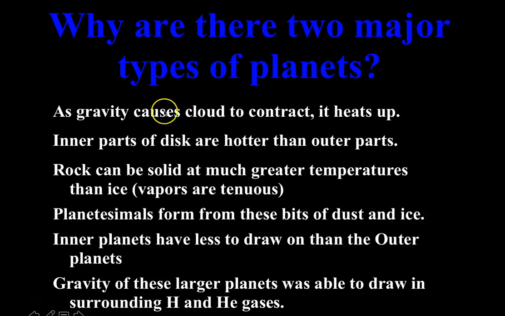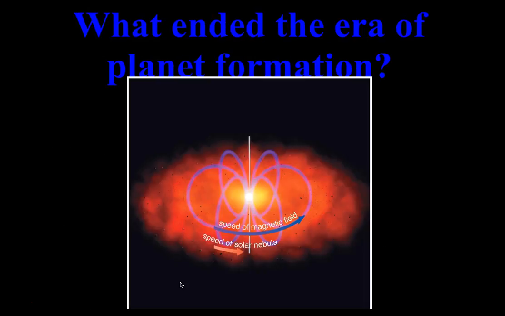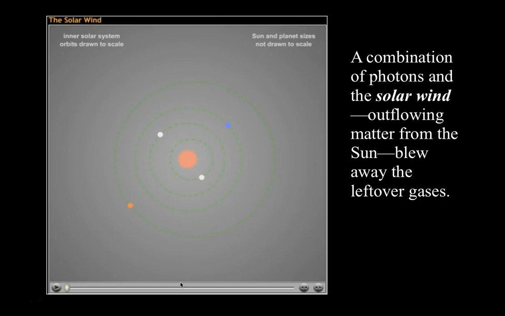Okay, our theory also gives rise to why there are two major types of planets. Basically, the rock up front is solid at greater temperatures than the ice. And the inner planets have less to draw on than the outer planets as well. So the gravity from these larger planets is able to draw in the hydrogen and helium gases. Now, the theory has improved since then. And so we'll talk about that in the next installment.